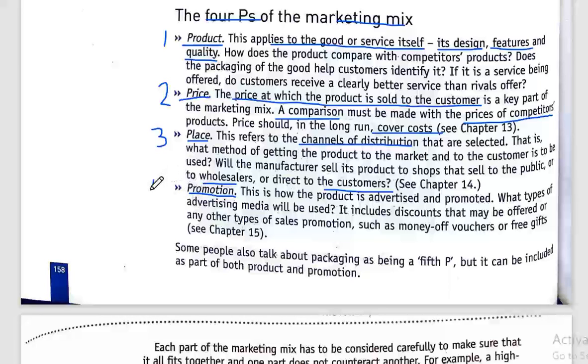The fourth P is the promotion. And when I'm talking about the promotion, I'm talking about how I'm going to make the customer aware that there is such a product. So it's through advertisements and promotion. So in the promotion part, I must ask myself, how am I going to promote this product? How am I going to make people more aware there is even such a product in the market?